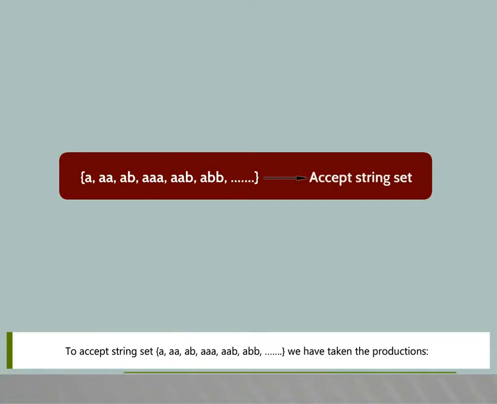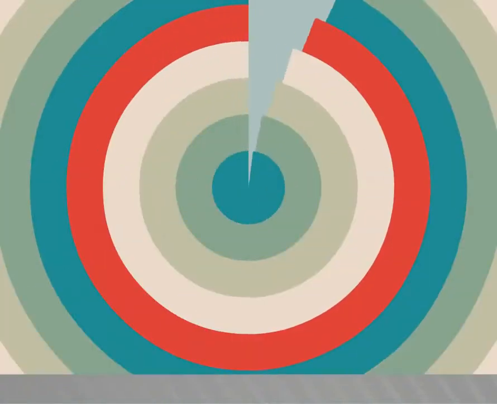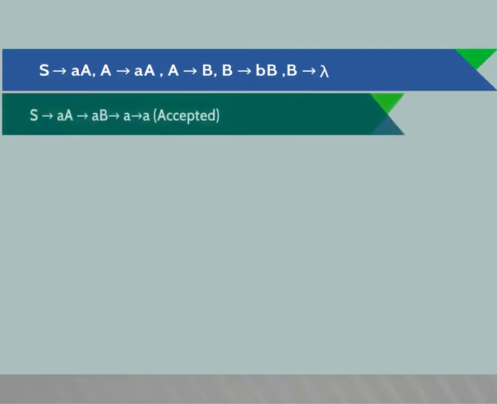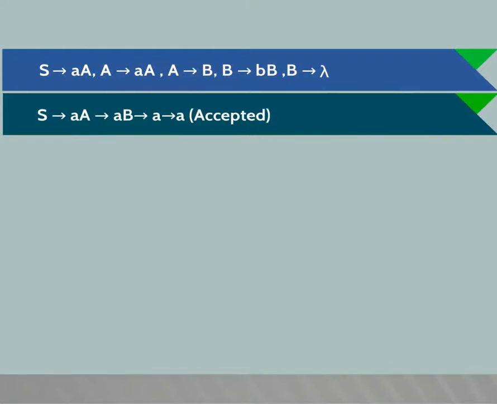We have taken the productions: S → aA, A → aA, A → B, B → bB, B → λ. Derivation: S → aA → aB → aλ → a, that is accepted.